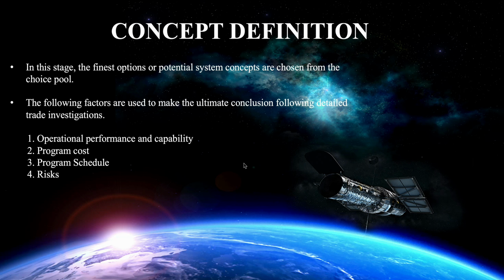What is the definition of this concept? What does it do? What does it aim to do, and how does it do it? What will it do, and what is the cost of doing it? When will it do it, and what kind of risks are involved? Defining the entire system at this stage, you can see there are four elements: operational performance and capability, program cost, program schedule, and the risk involved. Ultimately, this is what we are doing: defining the system, what Starlink actually does, and what it does to the environment.